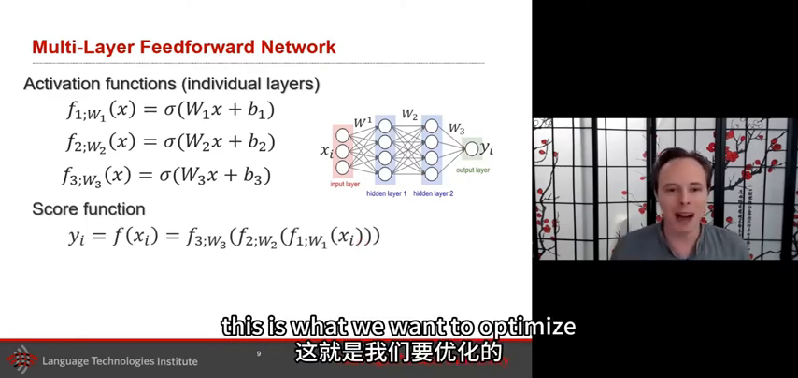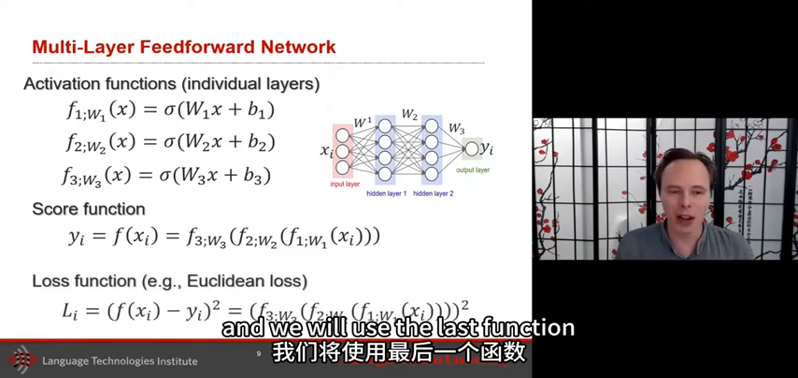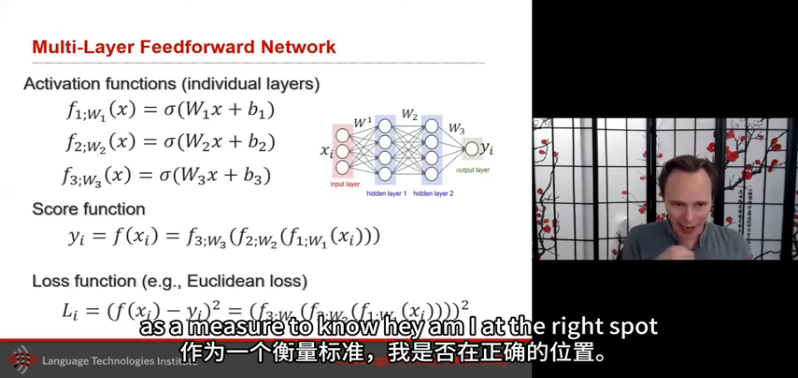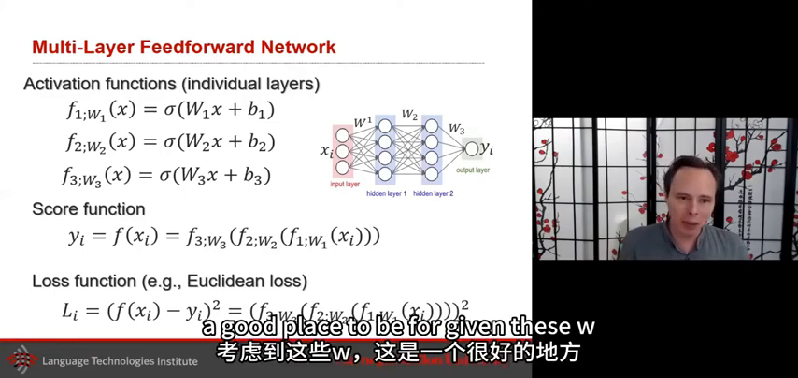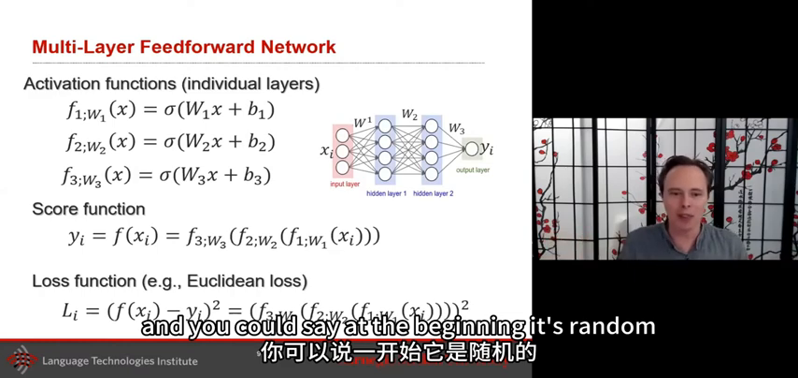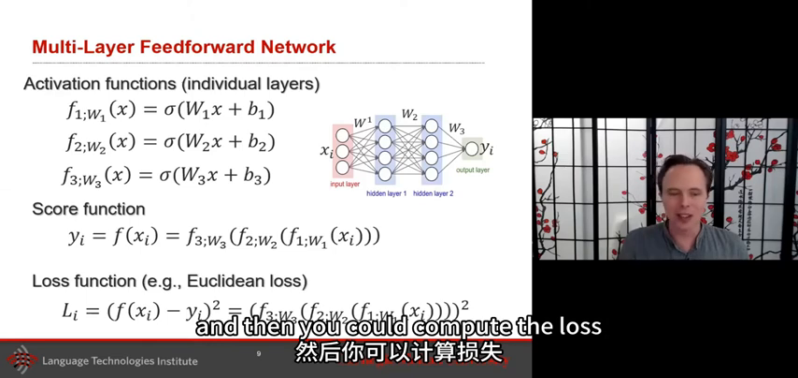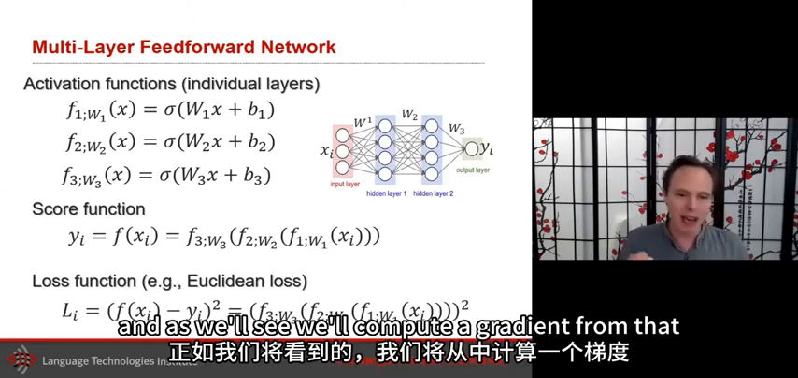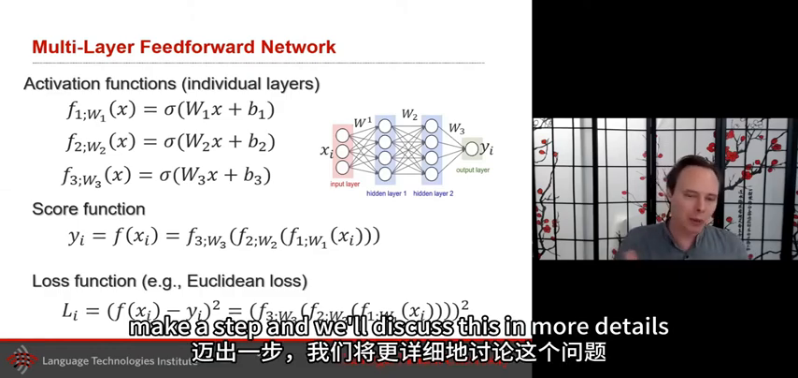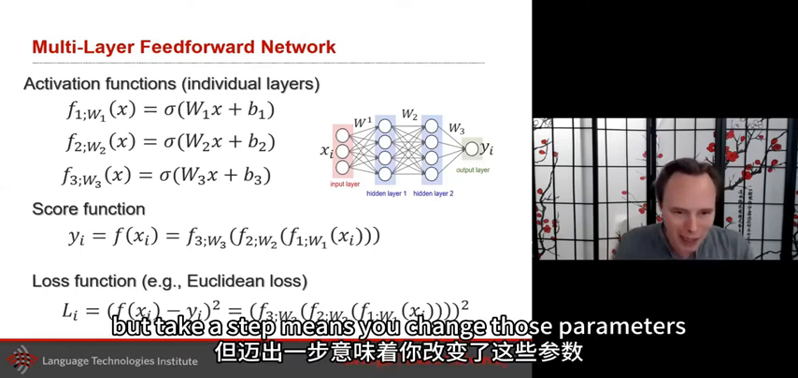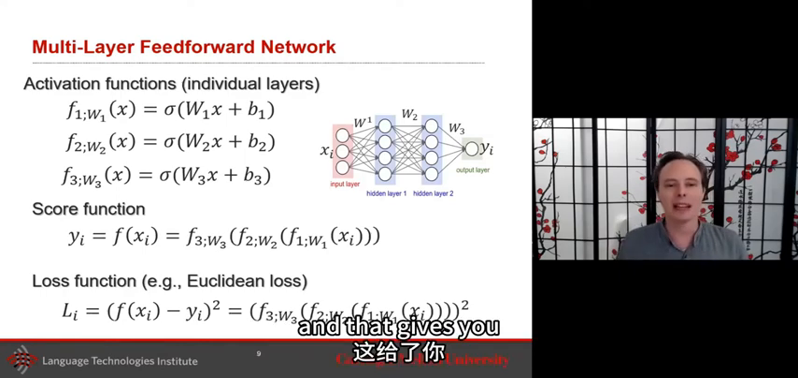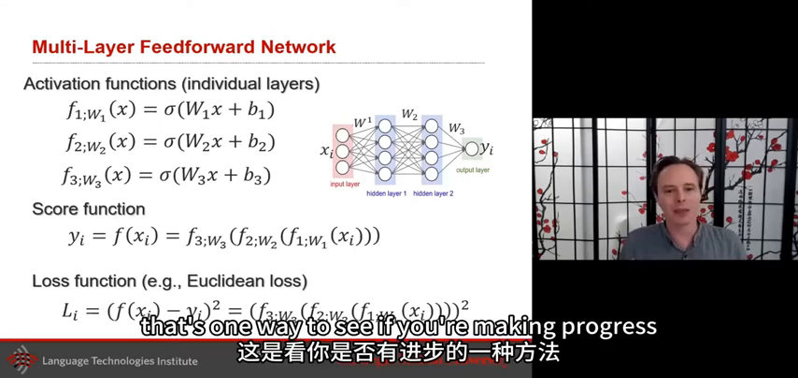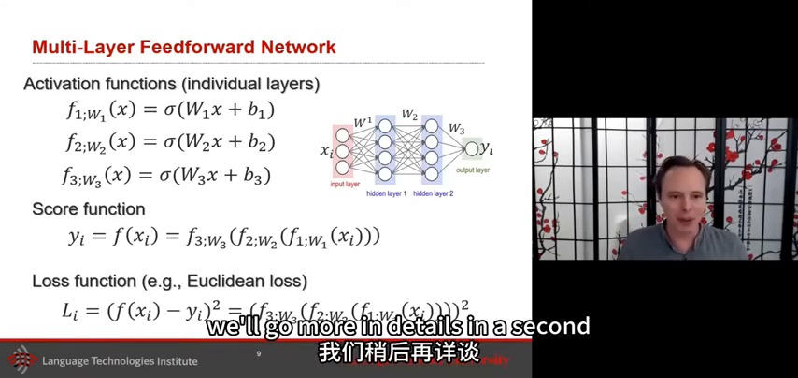this is what we want to optimize. And we will use the loss function as a measure to know, hey, am I at the right spot? Is it a good place to be for given these W? You could say at the beginning these numbers are random, and then you can compute the loss, and as we'll see, we'll compute the gradient from that. And then make a step. I'll give you a high level, but taking a step means you change those parameters. And when you change those parameters, then you can recompute your loss. That's one way to see if you're making progress. We'll go into more detail in a second.